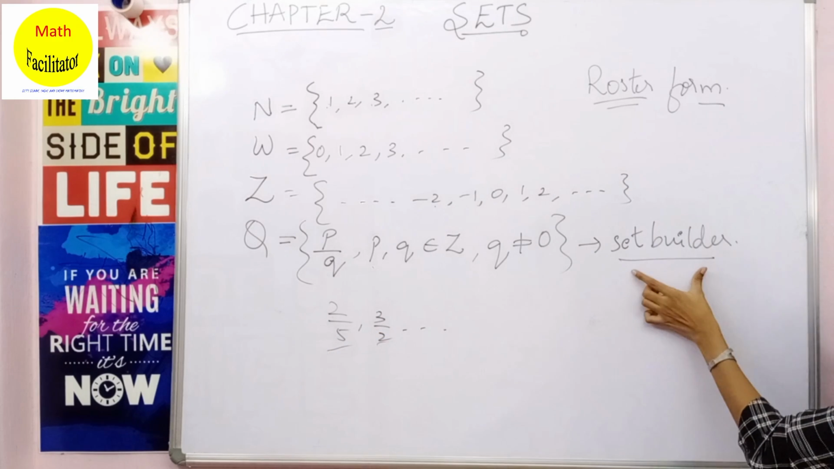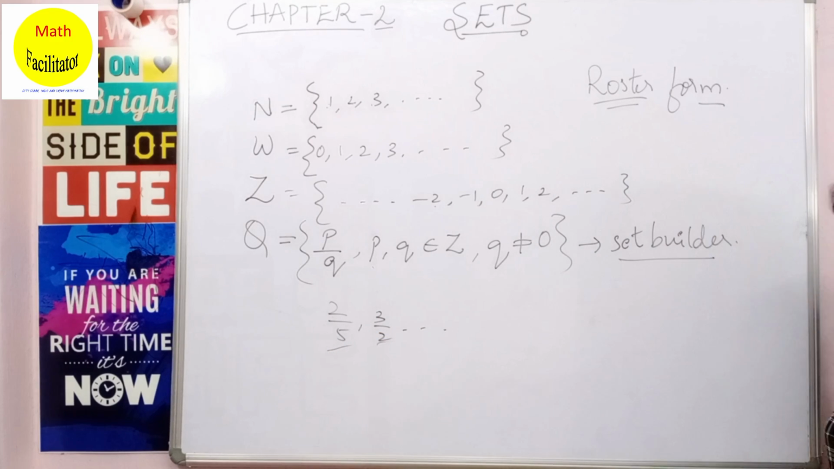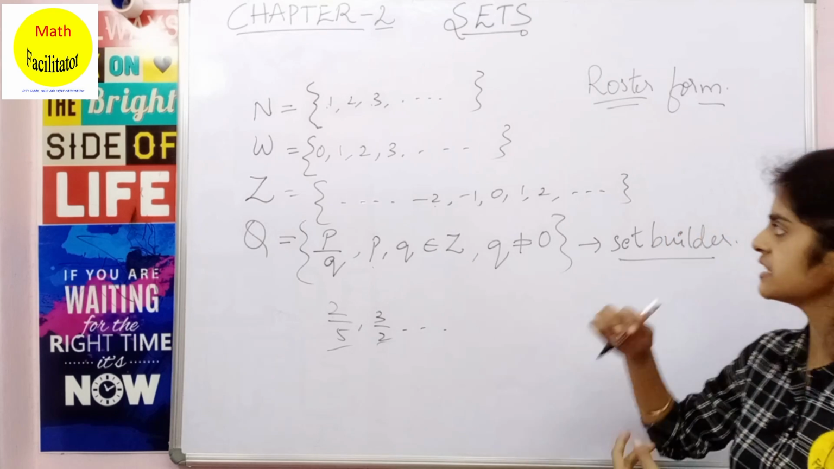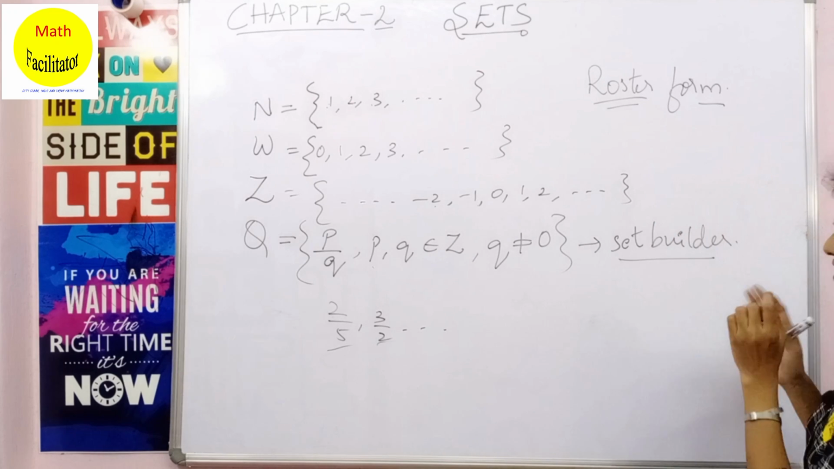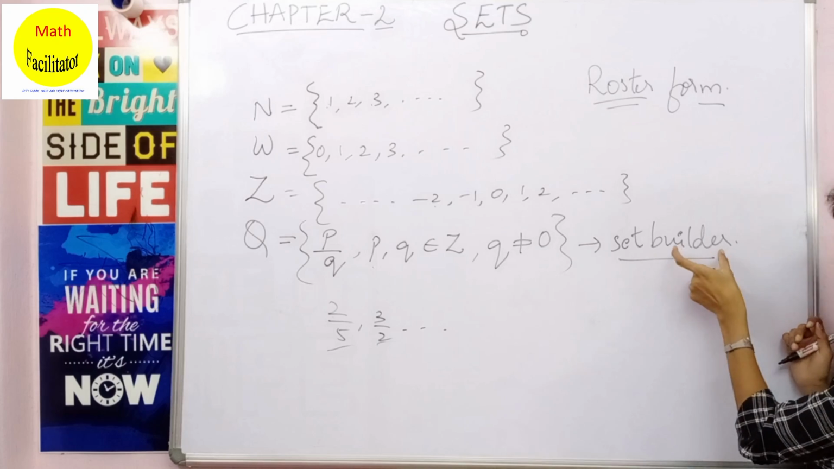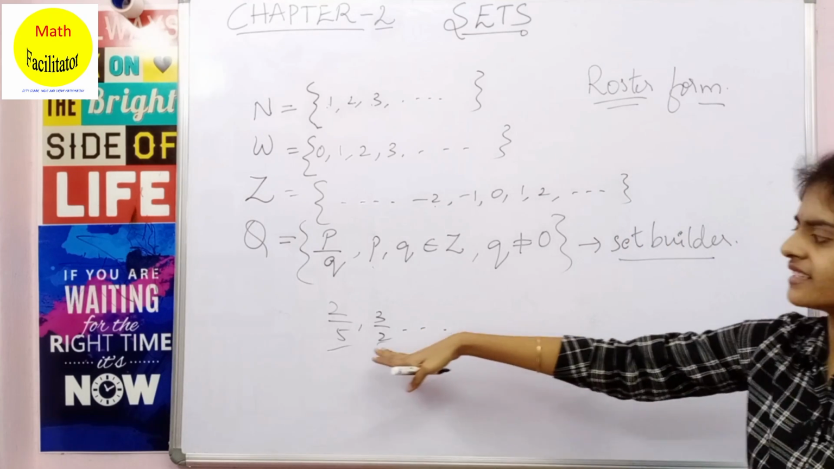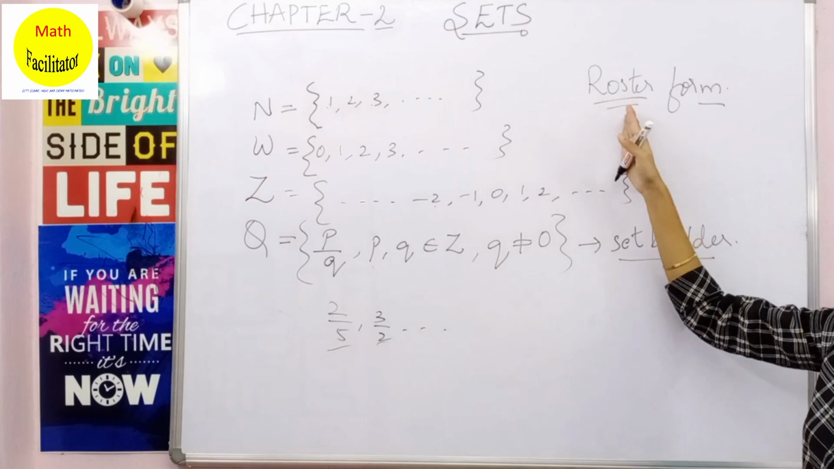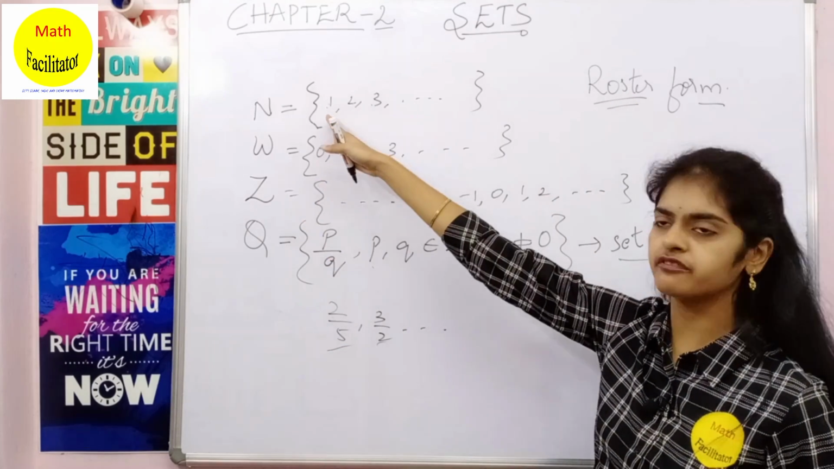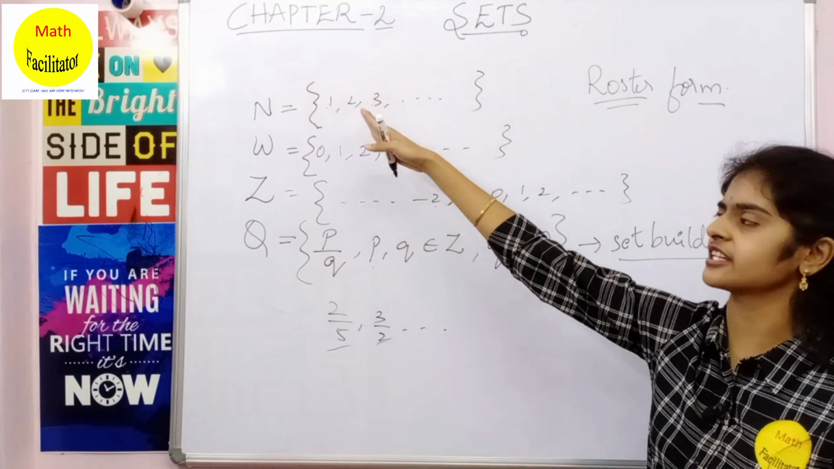Clear? So that is called set builder form, and this is roster form. Most of the students get confused between these two forms. Just remember that set builder is nothing but you have to build it. You have to become a builder and you have to build the elements of the set. In roster form they are readymade, they are readily available for you, the elements. By just looking at the set you can find the elements.